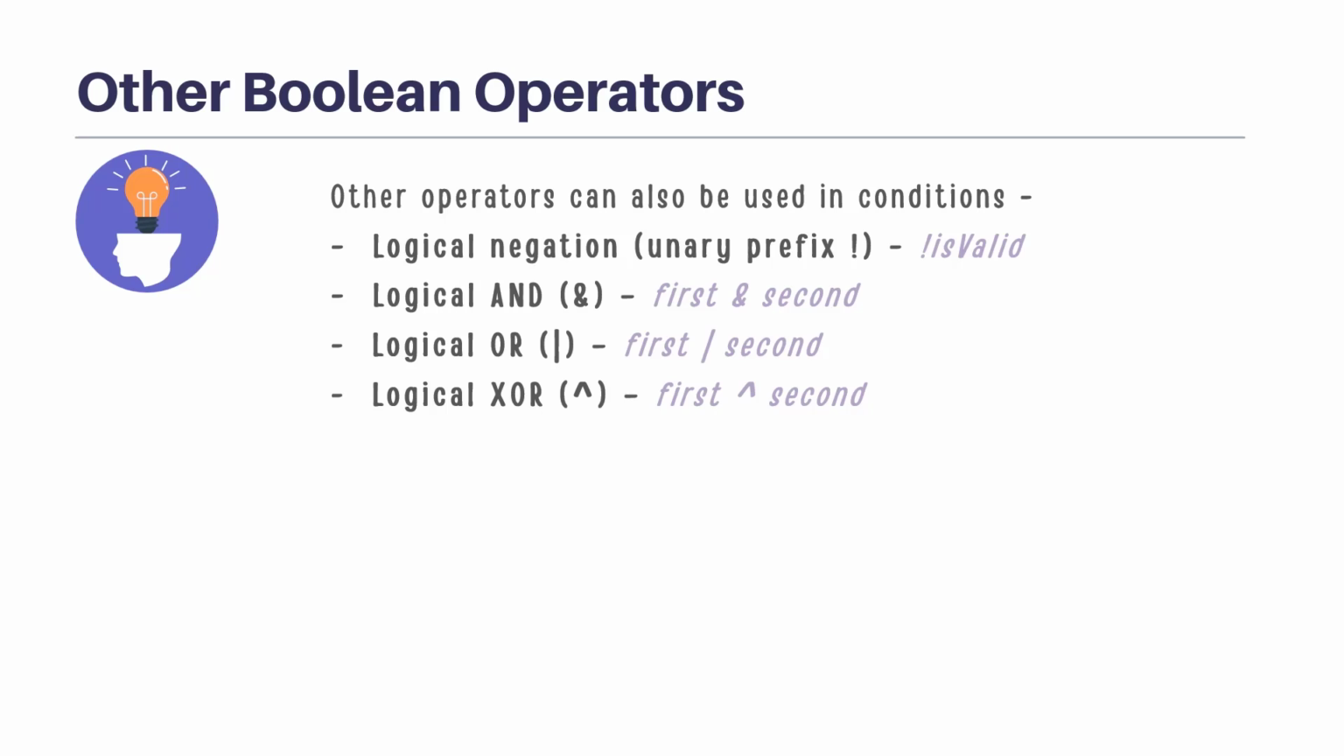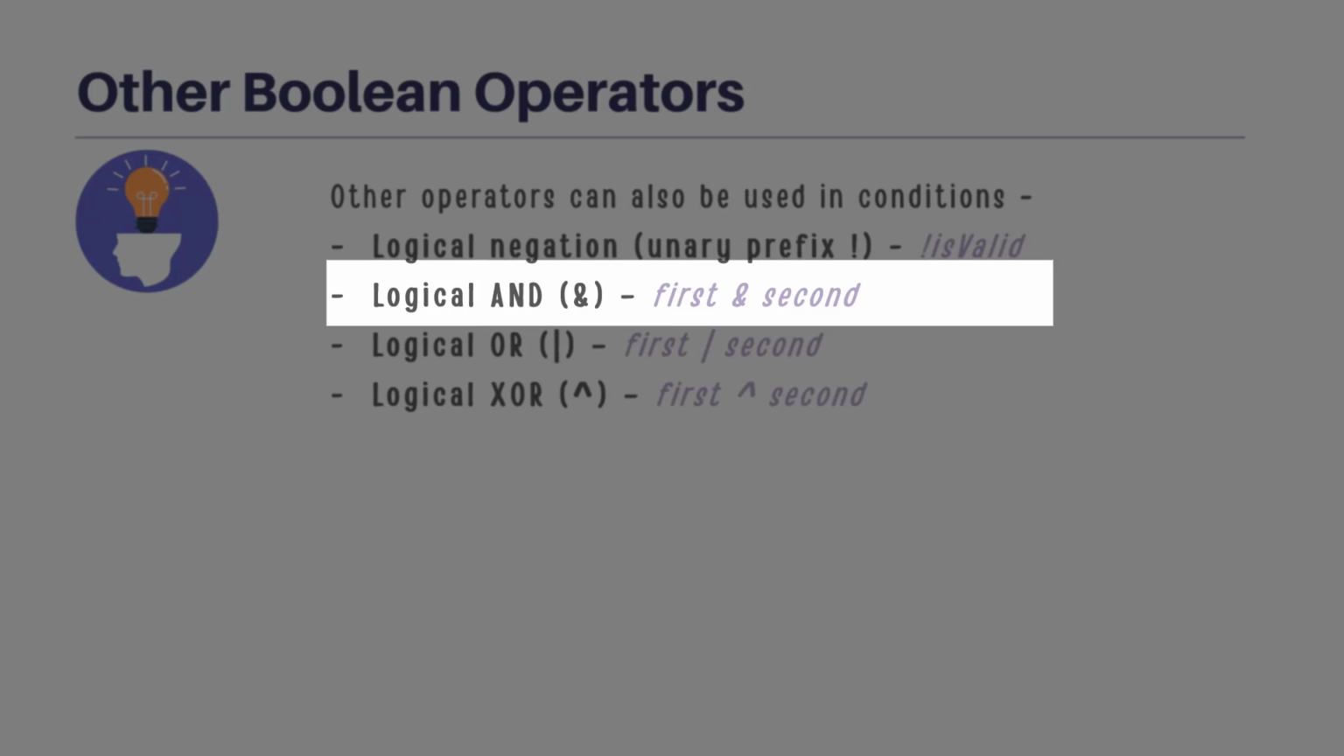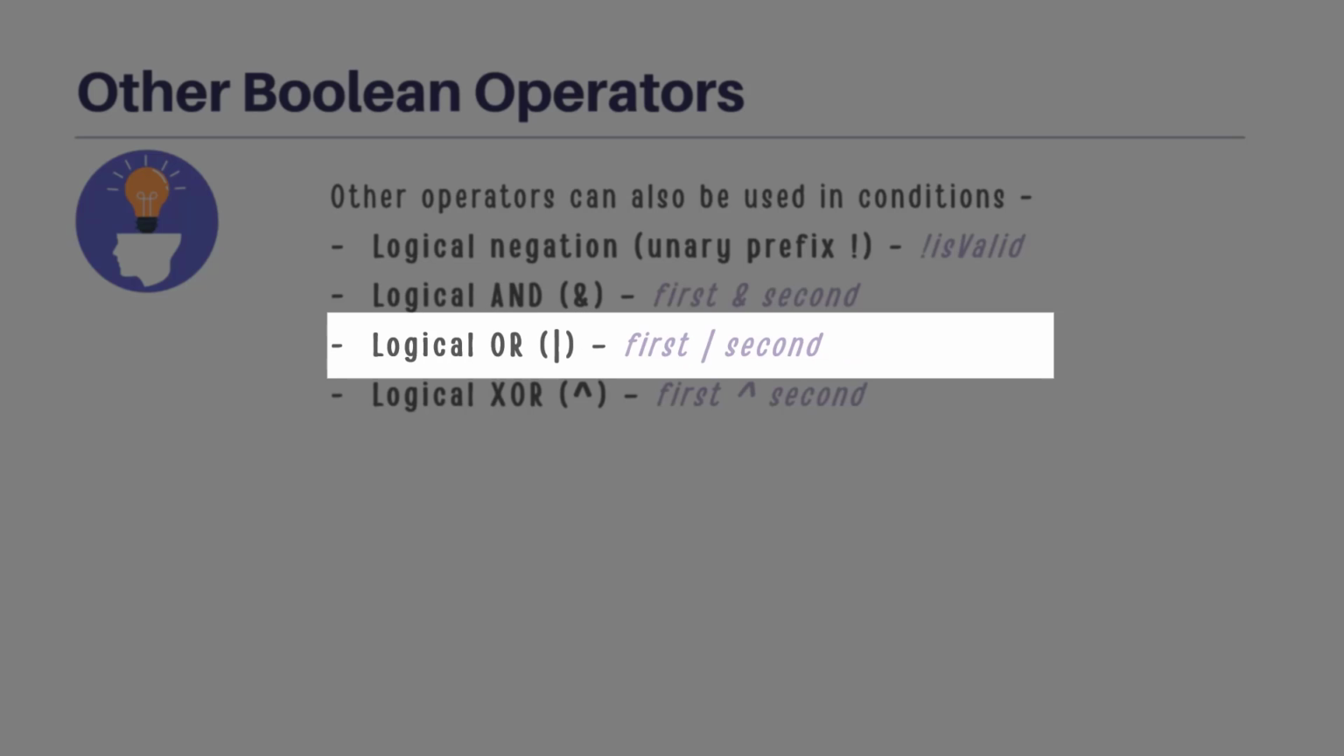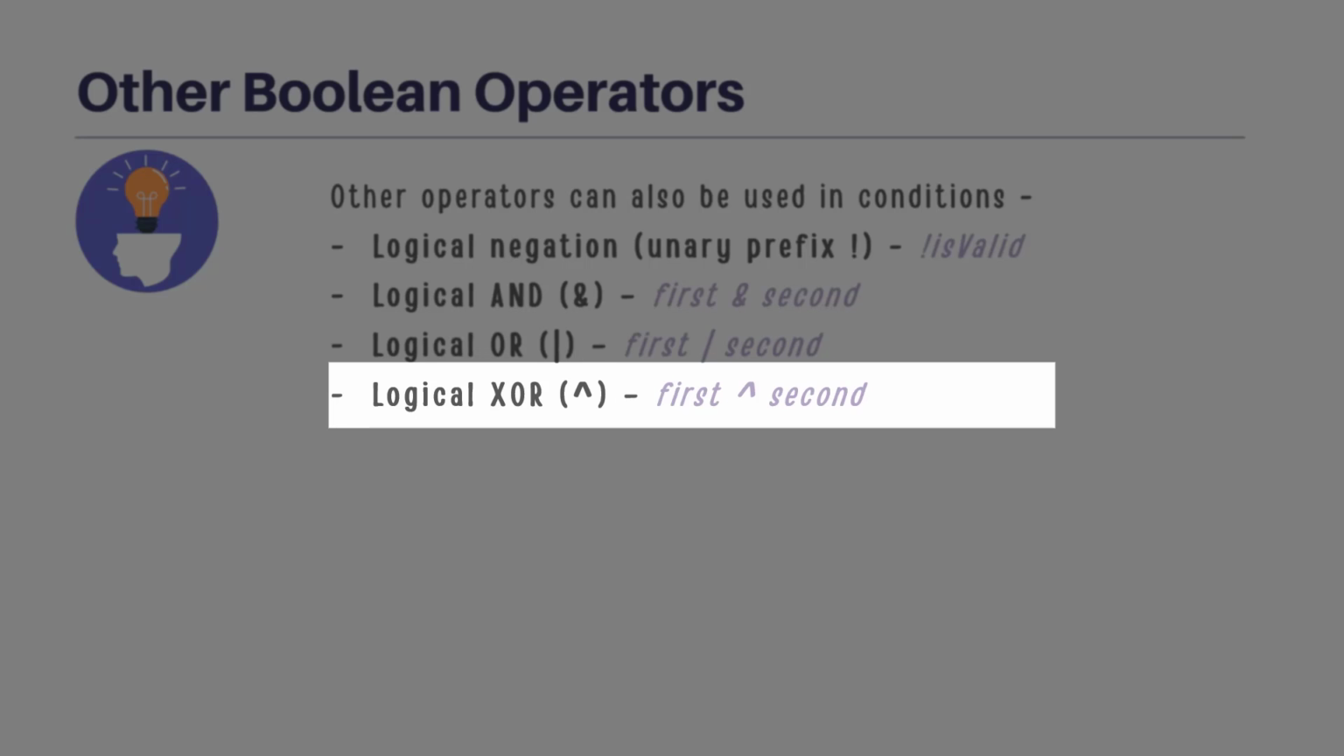Let's have a look at the logical AND operator. It is represented by a single ampersand character, and the logical AND operator is a binary operator, so it needs two operands. It returns true if both the operands evaluate to be true. The next is the logical OR operator. It is represented by a single vertical bar. It is a binary operator, so it needs two operands, and it returns true if any one of the operands evaluates to be true. The third operator is the logical exclusive OR operator, or logical XOR operator. It returns true if both the operands are not equal. So it produces the same result as inequality comparison.